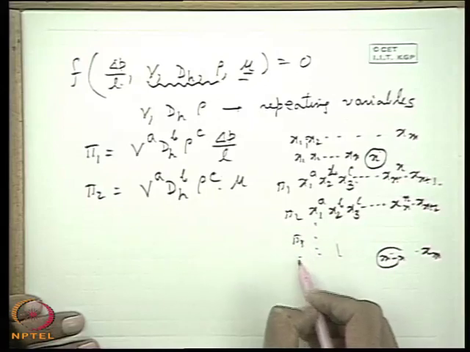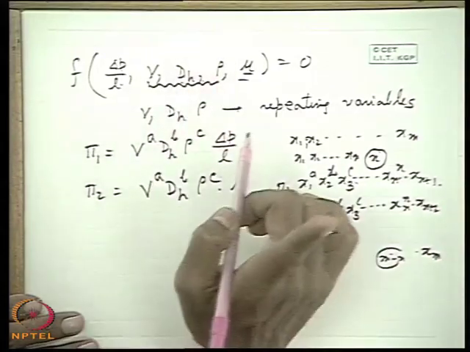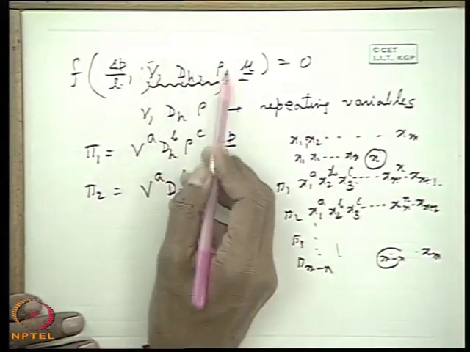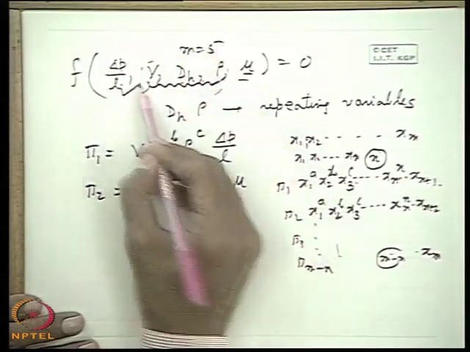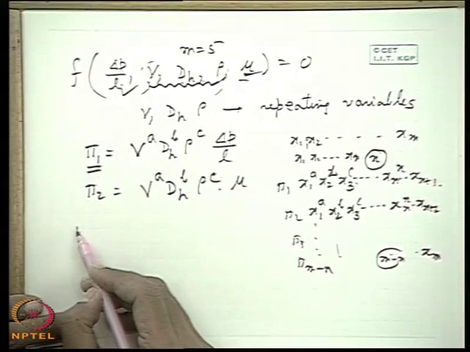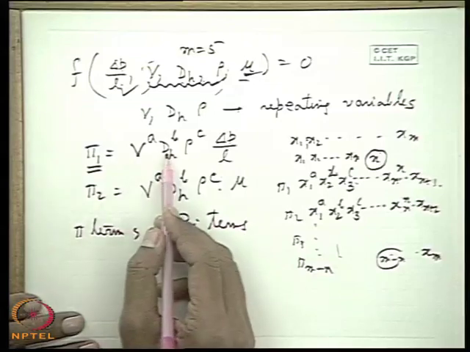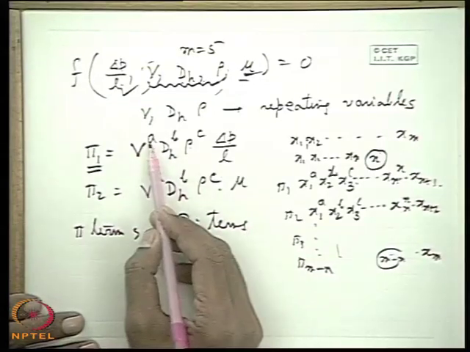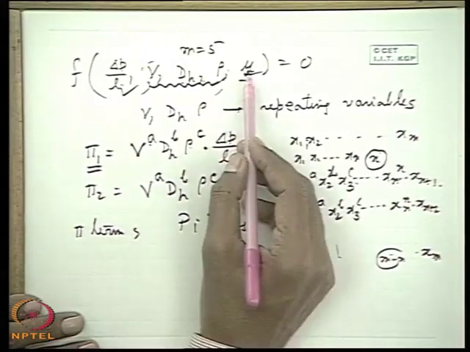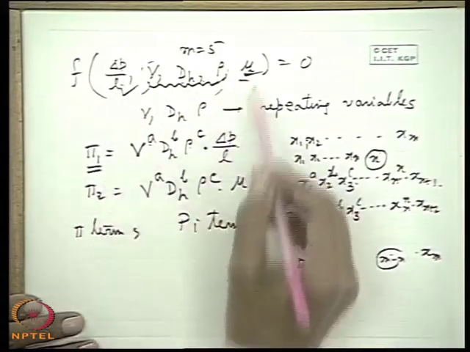That means you choose 3 variables, since there are 3 fundamental dimensions. We choose any 3 as the repeating variables by the rule that they should exclude the performance parameter and must contain the fundamental dimensions. Then when I choose 3, here m is equal to 5, so 2 variables are left. These are known as pi terms, that means non-dimensional terms, found by raising these repeating variables to arbitrary unknown integer indices, multiplied by one of the remaining variables, delta P by L. The next pi term uses another remaining variable.